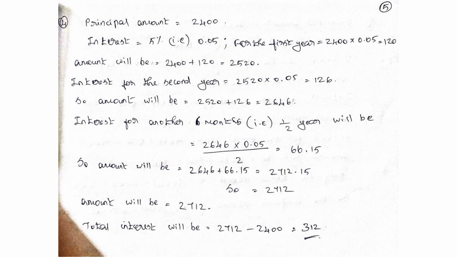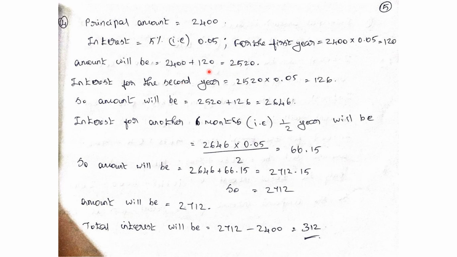Now we'll see the fourth sum. Find the compound interest correct to the nearest rupee. Nothing but the answer what we are getting now, that should be corrected to the nearest rupee. So the principal amount is 2,400 for 2.5 years. Again here 1.5 year is there. Okay. 5% per annum. 5% means 0.05.